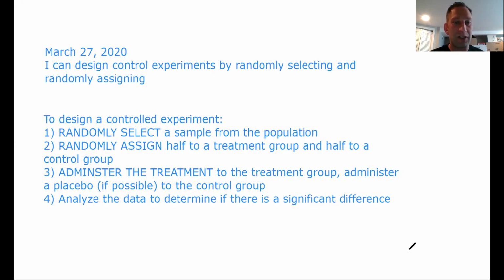To design a controlled experiment, my first step is to randomly select a sample from the population, randomly assign half to a treatment group and half to a control group, administer the treatment to the treatment group, administer a placebo if possible to the control group, and then we're going to analyze the data to determine if there is a significant difference. And this step 4, we're not going to really do too much with that today. In the next lesson, we're going to talk about how to mathematically analyze the data to determine if there is a significant difference.